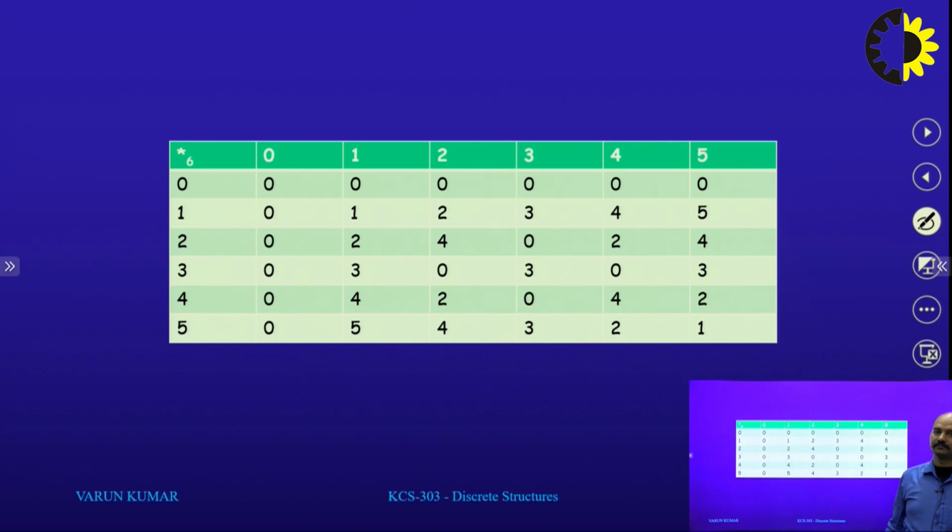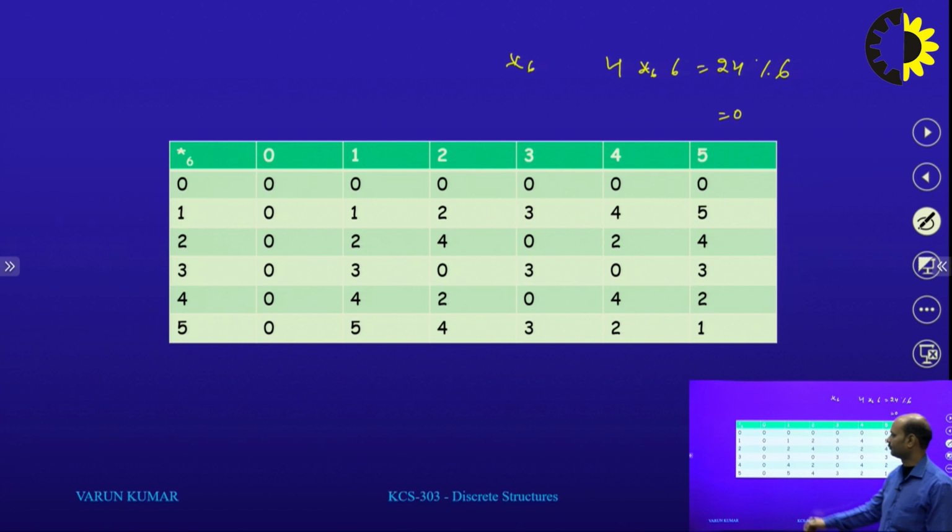So we can check for this also. Here binary asterisk 6 is the modulo multiplication 6. It means that if we multiply 4 by 6, the result becomes 24. We mod with 6, what is the remainder? Remainder is 0. So 4 multiplied by 6, the result is 0. If we multiply 0 with 0, the result becomes 0. Then 1 multiplied by 0, 1, 2, 3, 4 and 5. Then 2 multiplied by 0 is 0.